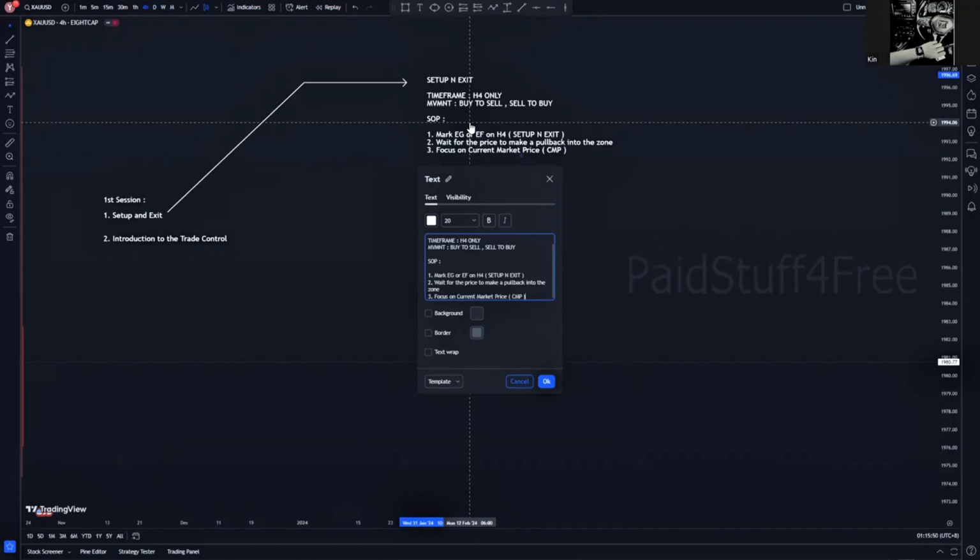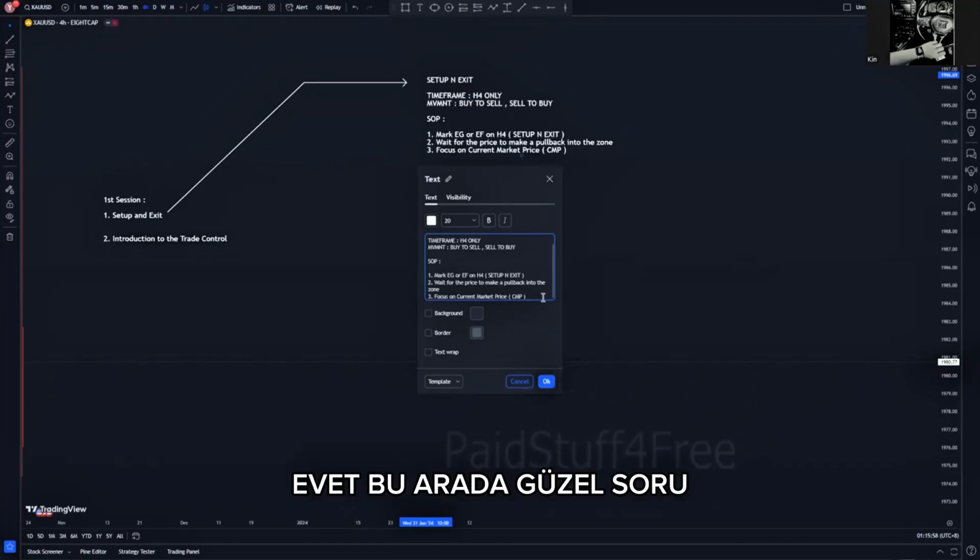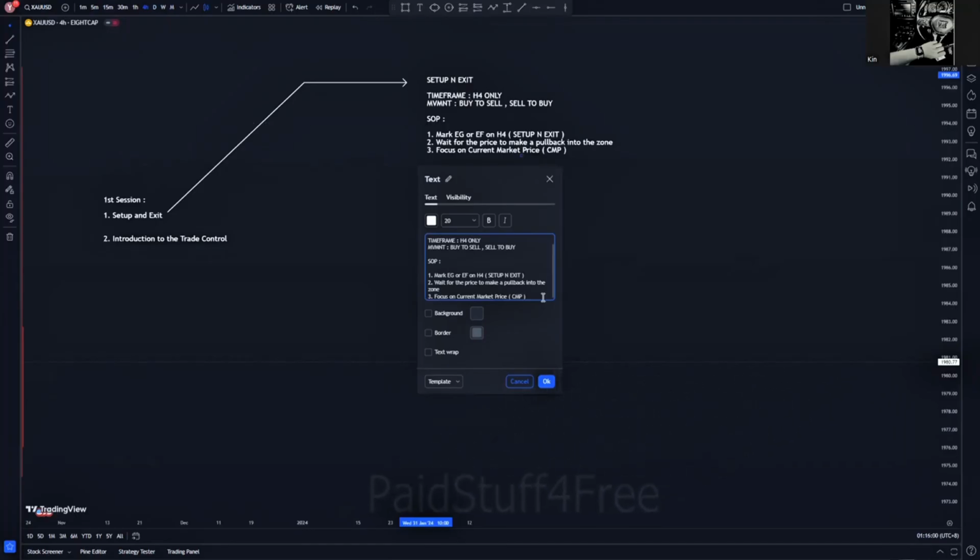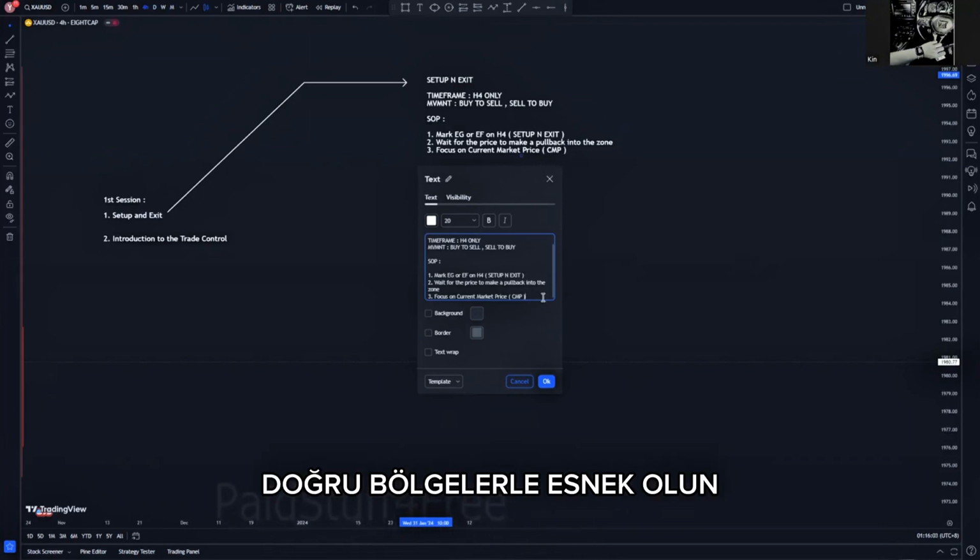All right. Is everything clear? Yeah, good question, by the way. Yeah, be flexible, yes, exactly. Be flexible with the zones, right?